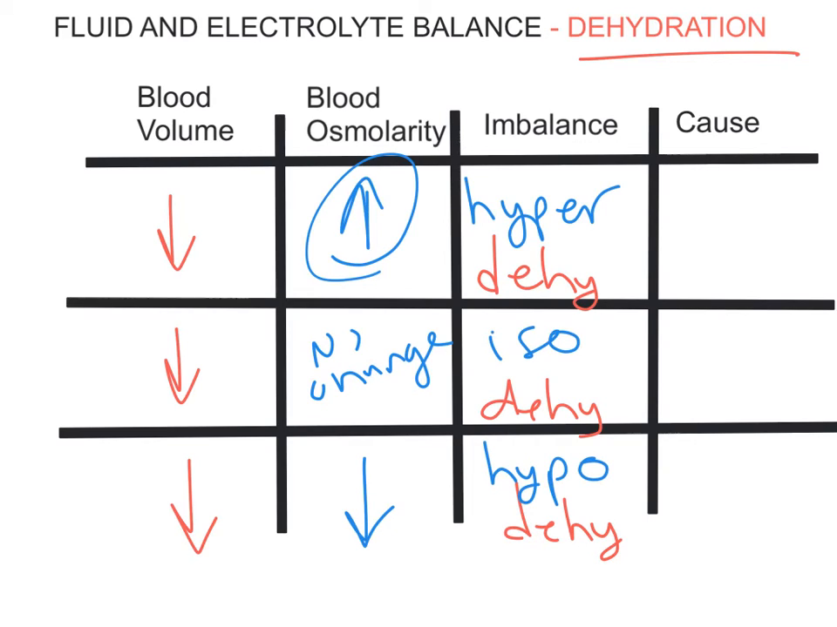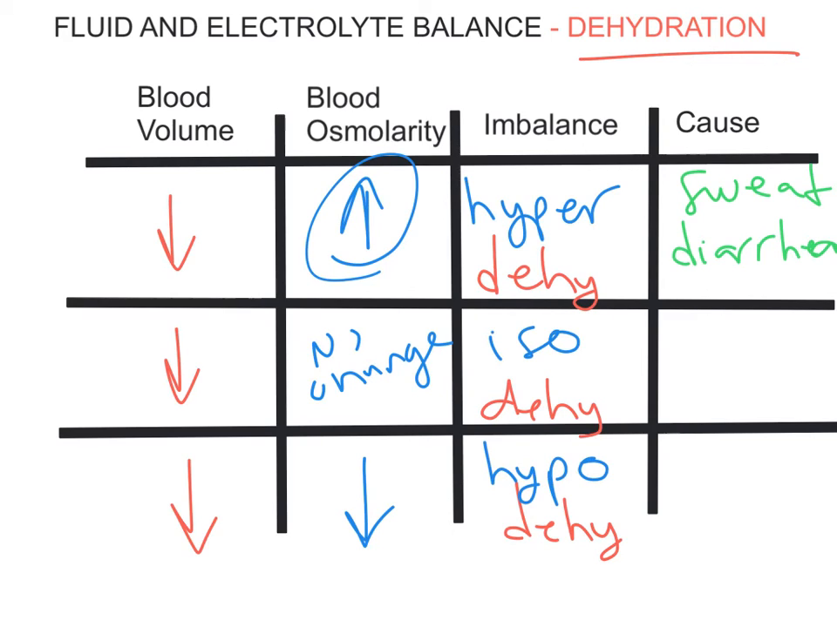So again, to relate this to what could potentially cause this, hyperosmotic dehydration could be due to excessive sweating, okay, or it could also be due to diarrhea. Now what's happening here is that you are losing more water than you are salt, and therefore it is leaving you in a state of hyperosmotic dehydration.